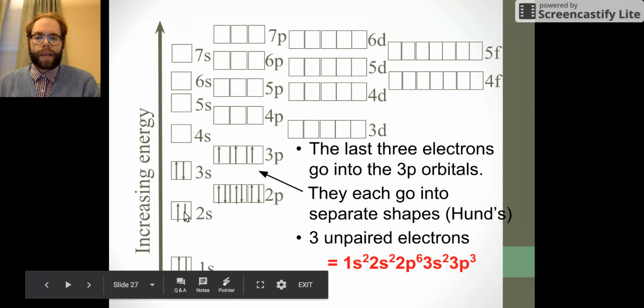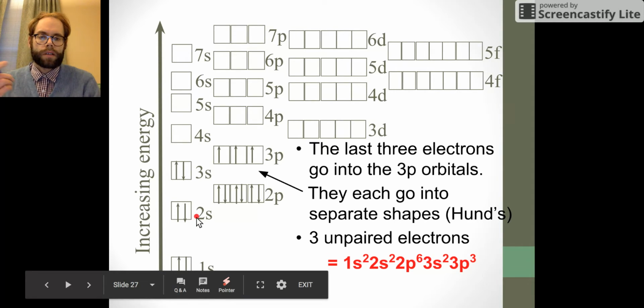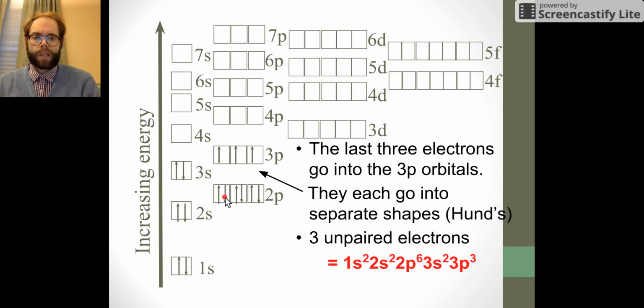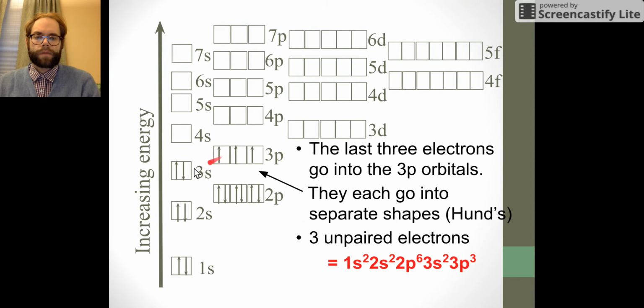So what do we have here? Let me grab my pointer. So we have a 1s block filled up. 1s, there are 2 arrows, 2 electrons. We've got a 2s level, 2 electrons, 2s2. Then we move up to 2p. We've got 6 arrows, 2p6. Then we move to 3s, 3s2.